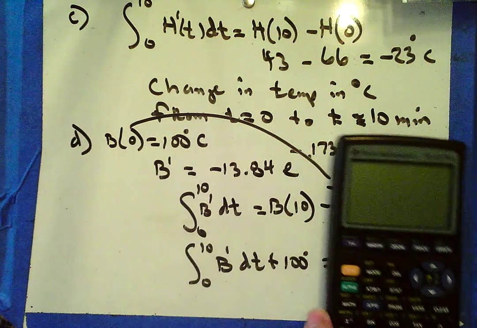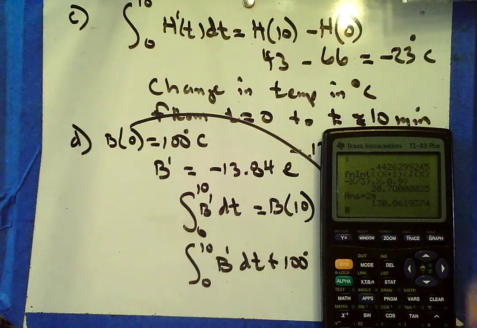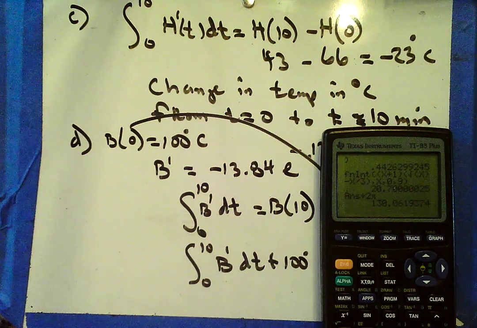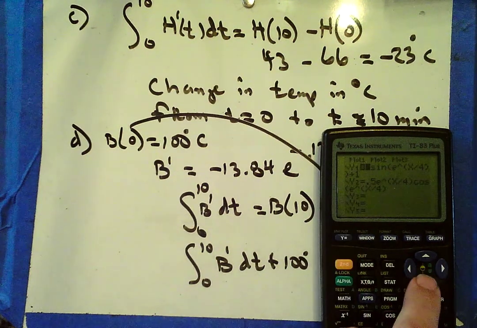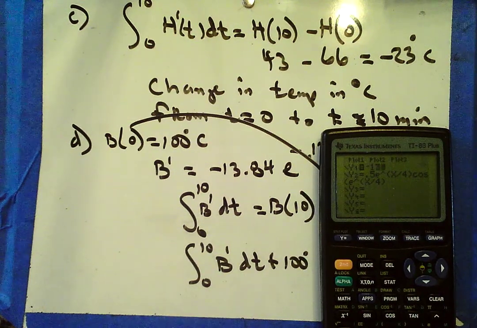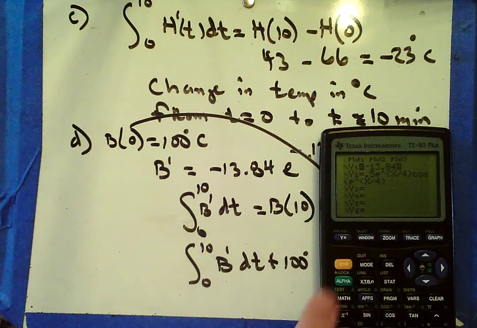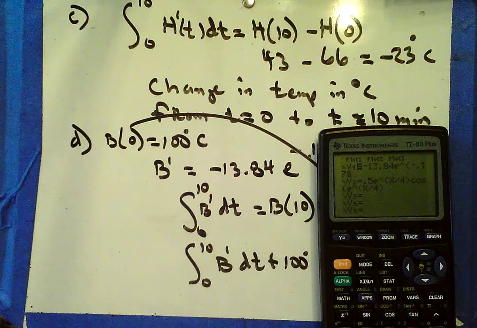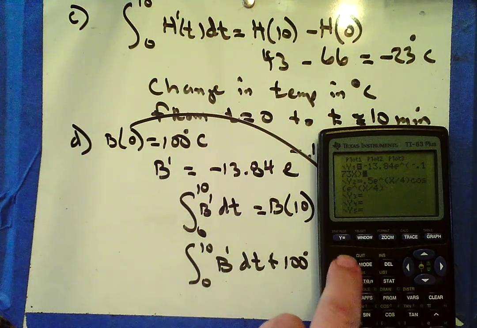So I'll pull out my calculator, and I'm sorry I don't have a glowing screen. Someone stole that calculator, so I don't have it anymore. But I can certainly type in this function, negative 13.84 e to the negative 0.173 t. Okay, so I've got this function here.